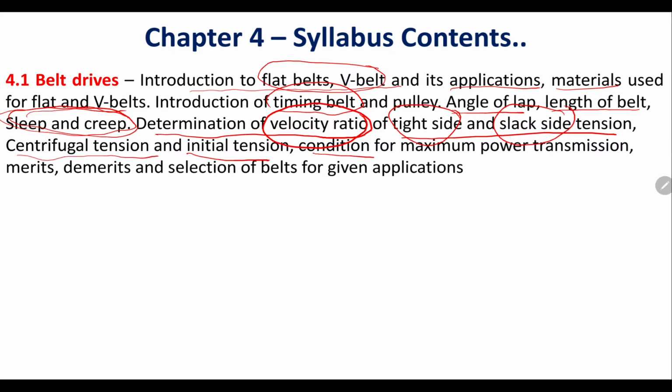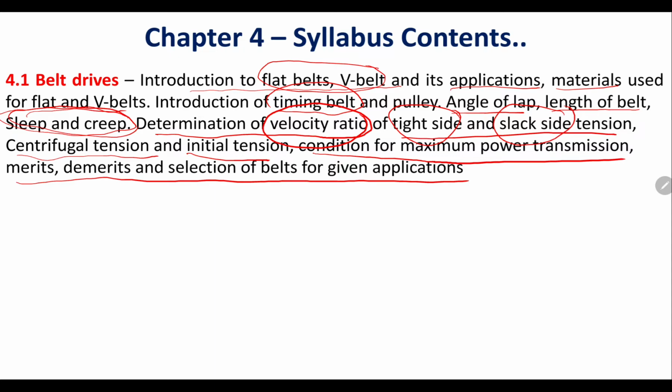After that, what should be the condition for maximum power transmission. As we know, belt drives are used for power transmission. Then how we can achieve maximum power and what the condition for it should be, that we are going to learn in belt drives. Lastly, we are going to study the merits, demerits and selection of belts for the given applications.